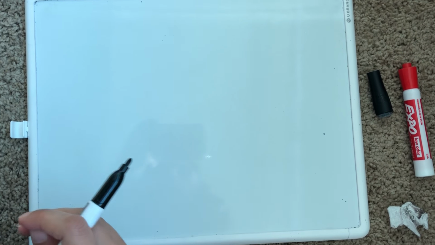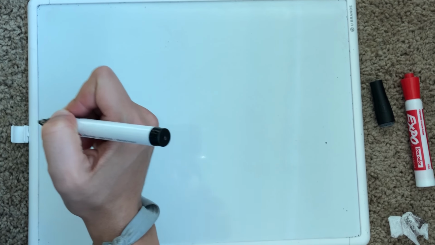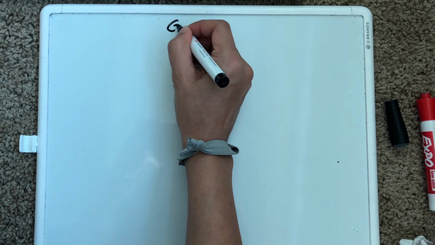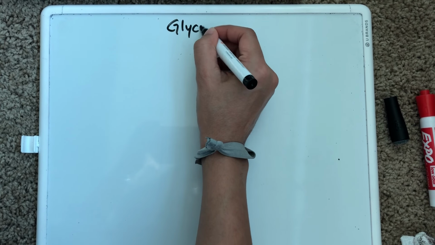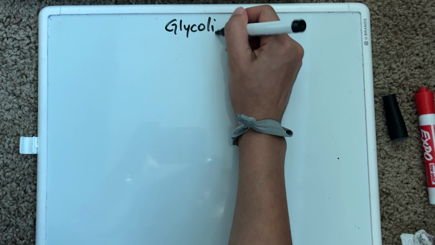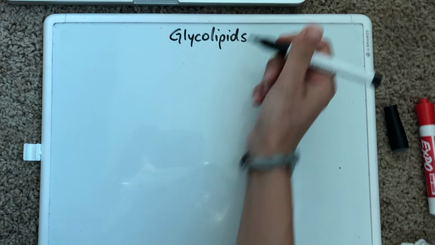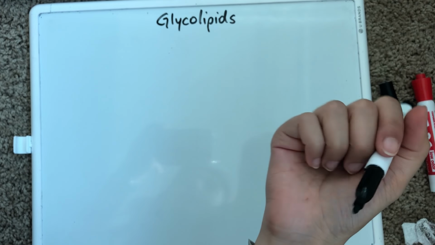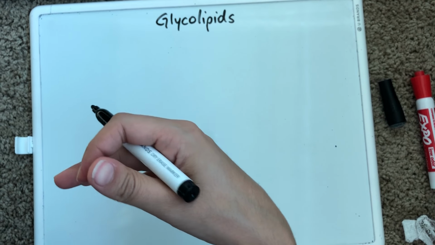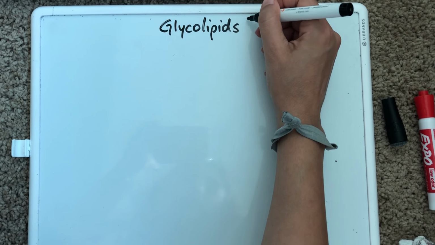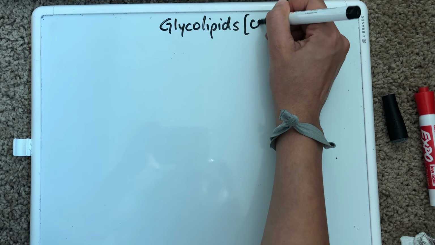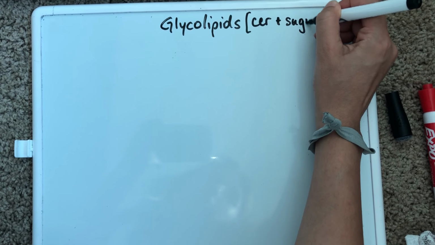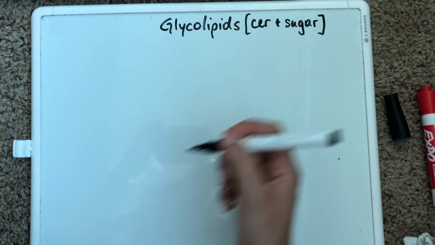So right now I'm going to discuss glycolipids and how to classify them. I'm going to draw a diagram that should hopefully help in some ways. So glycolipids are a combination of ceramide plus a sugar. Just to keep that in mind.